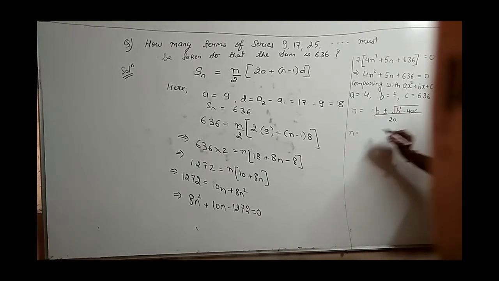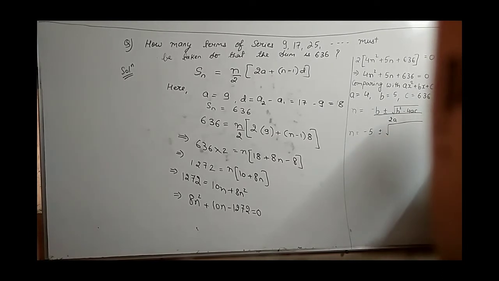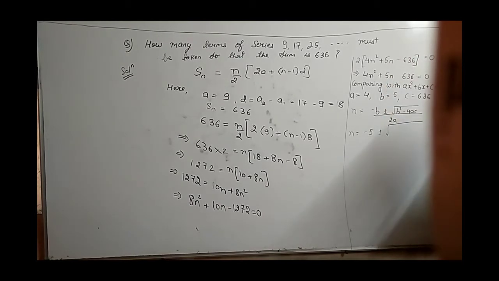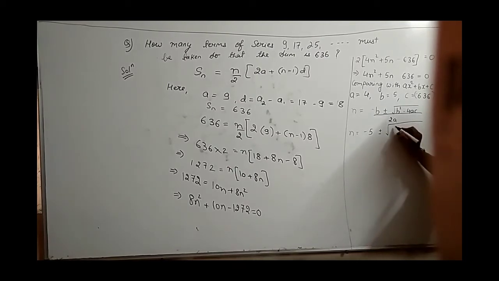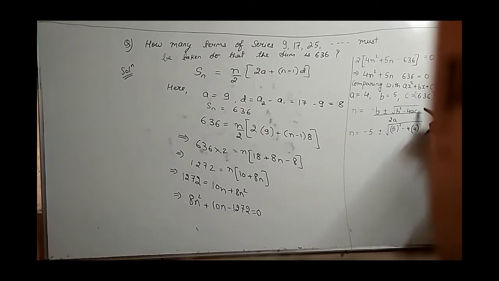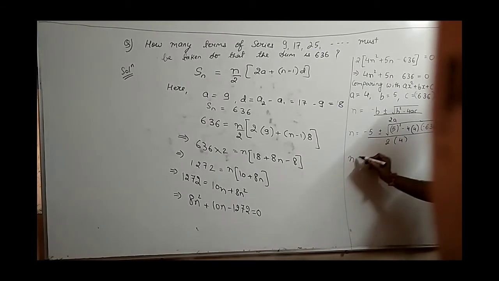The value of b is 5. Negative here, sorry for that. c is minus of 636. Now see, b square, that means 5 square minus 4. The value of a is 4, and the value of c is minus 636, on 2a. a is 4. Fine. Now what I will get?